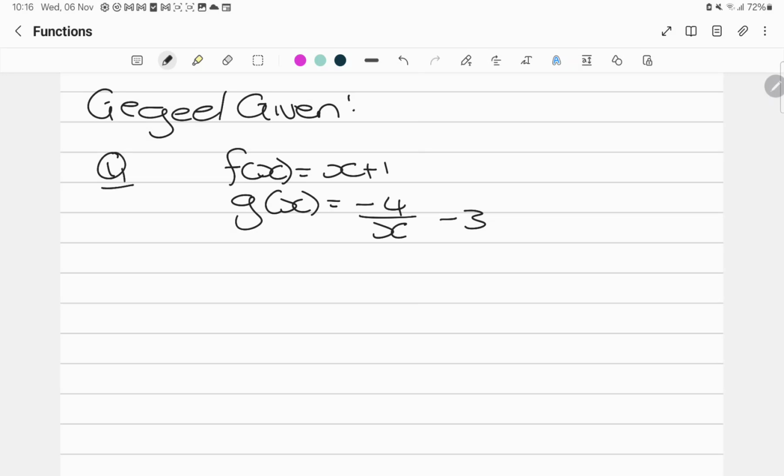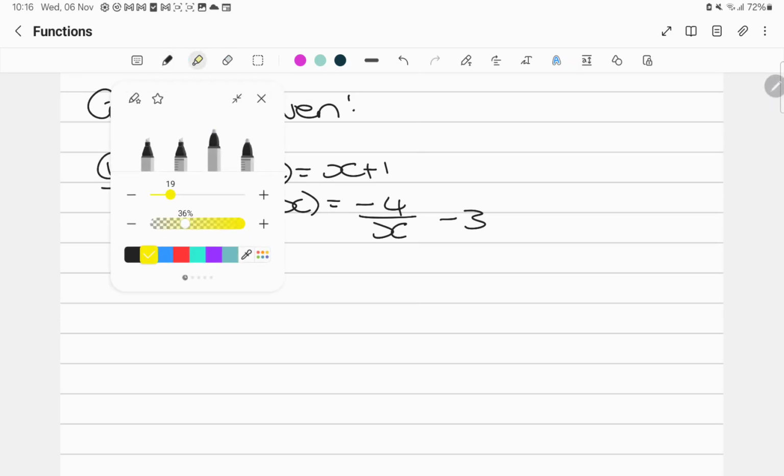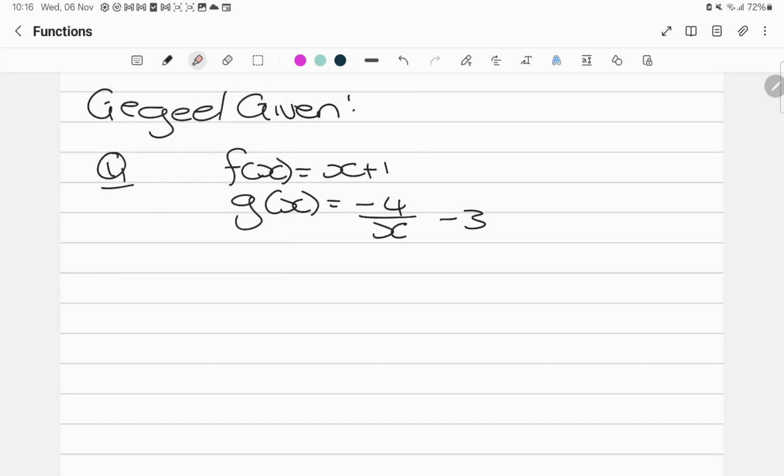Alright, they give us that f of x is equal to x plus 1 and g of x is equal to minus 4 over x minus 3. Now, before I even look at the real questions, I need to get an idea of what graphs I am busy with. What type of functions am I busy with? So the fact that this is just a normal x tells me that this is going to be a straight line. A reguit line. Okay, and there's nothing fancy about a straight line.